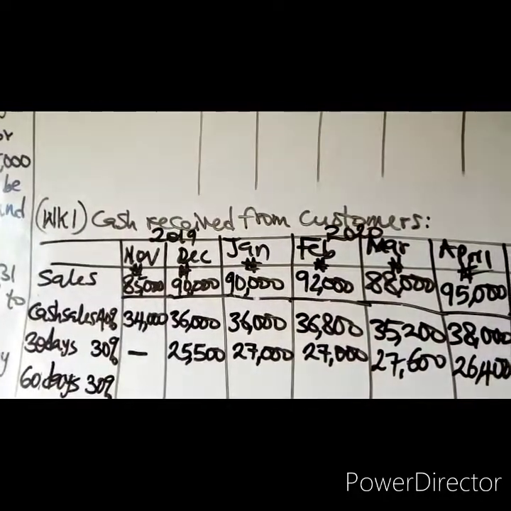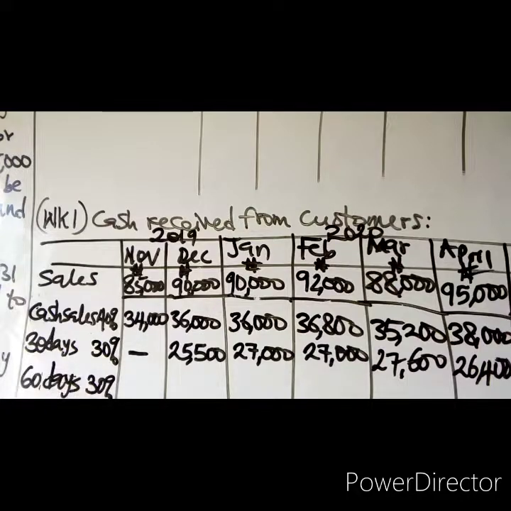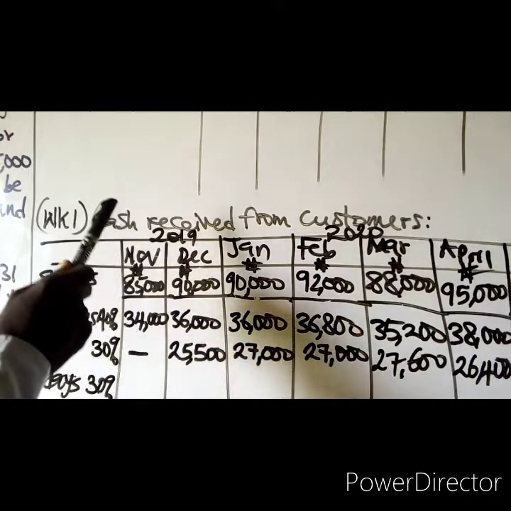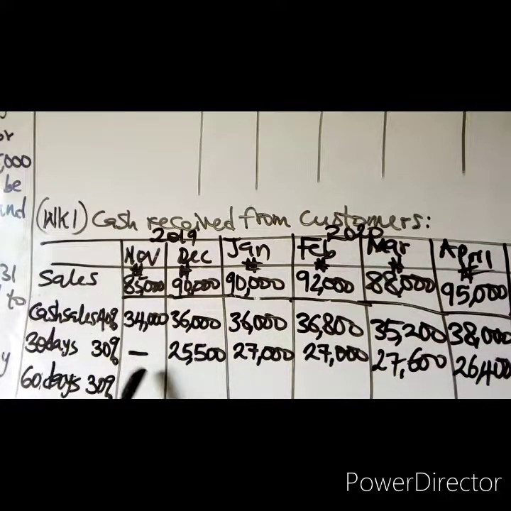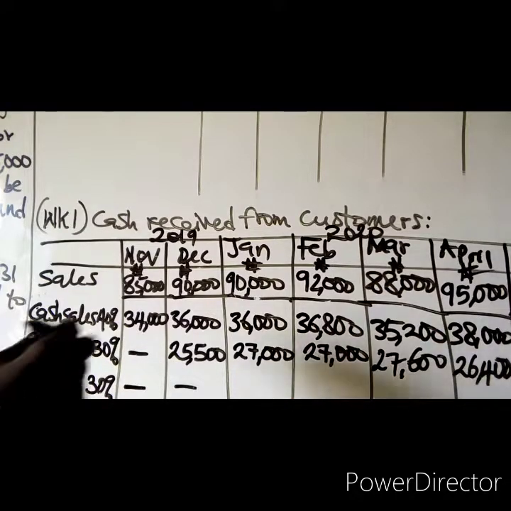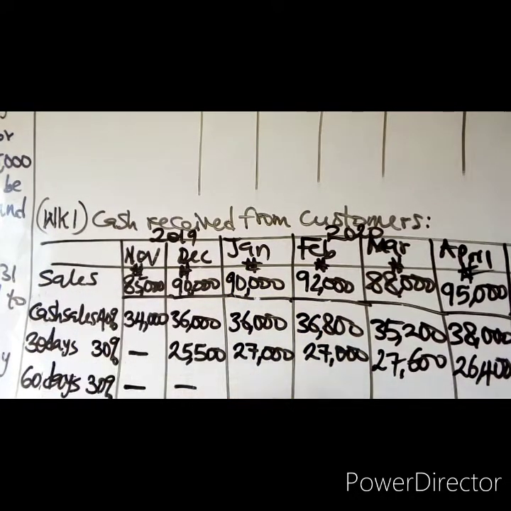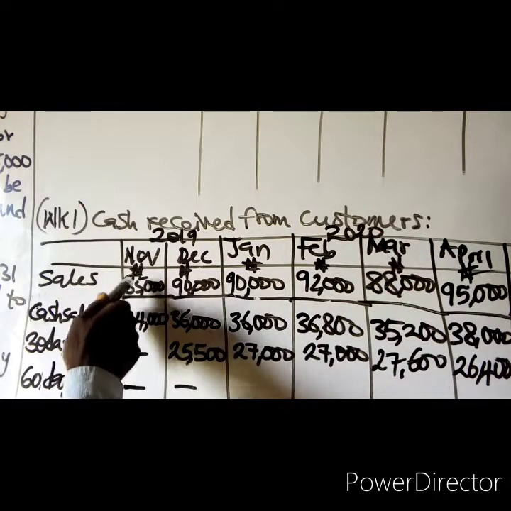Now back to November. 60 days sales. 30% of whatever sales you make in the month will be received in 60 days time. For instance, the sales that was made in the month of November, 30% of it will be received in 60 days time, which is 2 months time. 2 months after November 2019, you have December 2019 and January 2020. That means 30% of the sales that was made in November 2019 will be received in January 2020, which is 2 months after that November, and that is 30% of 85,000.